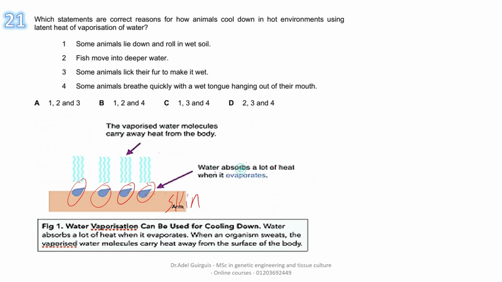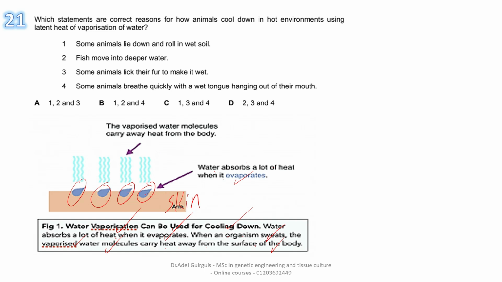So water absorbs a lot of heat when it evaporates. It needs a lot of kilojoules to change from liquid phase into gaseous phase, into water vapor. So water vaporization can be used for cooling down, because it absorbs a lot of heat to be converted into water vapor. When an organism sweats, the vaporized water molecules carry heat away from the surface of the body. Sure. Okay, now look step by step.